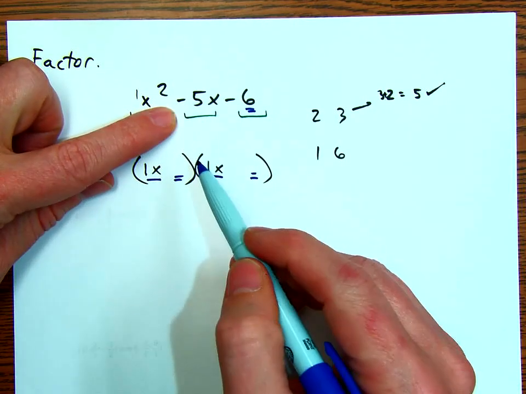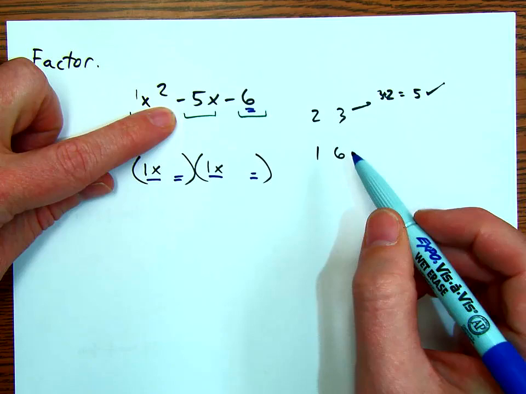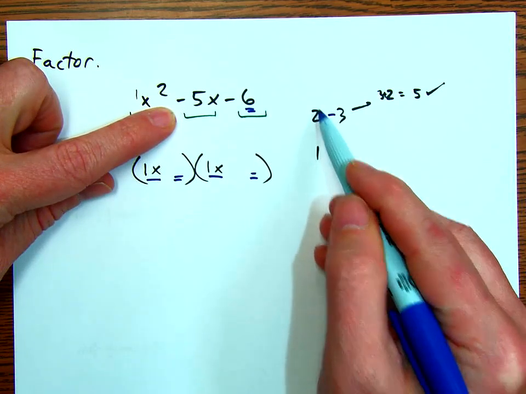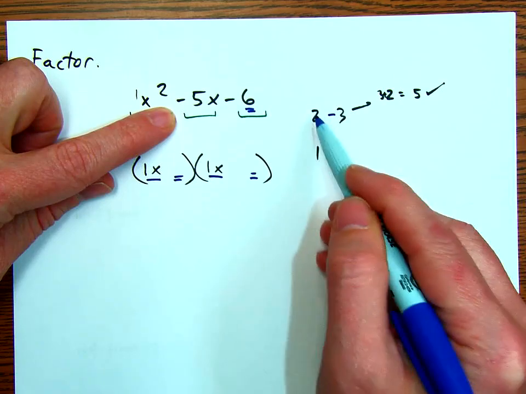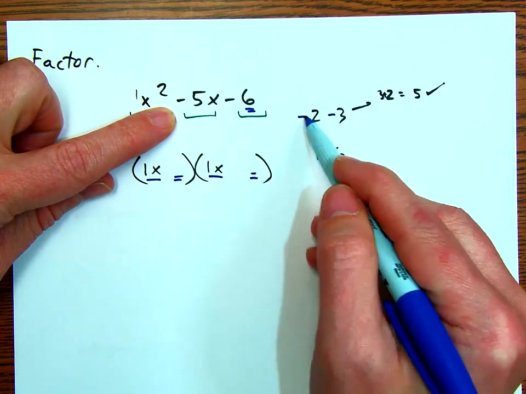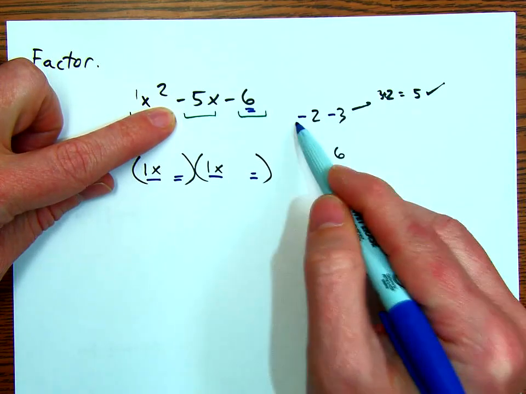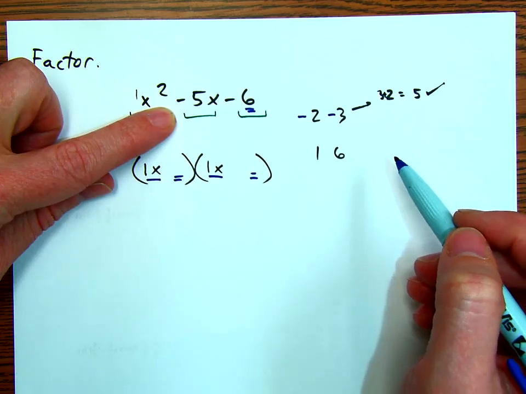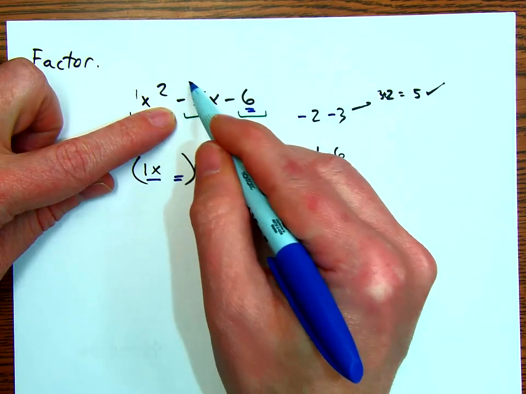So since this is a negative, the larger of the two must be negative. So that's the 3. And then what would we do? Would we add 2 to negative 3 or subtract 2 from negative 3 to make negative 5? Well, we would have to subtract them. That way the two negatives being added together makes a larger negative. So negative 2 and negative 3 would make negative 5.